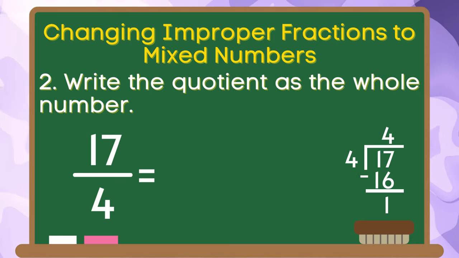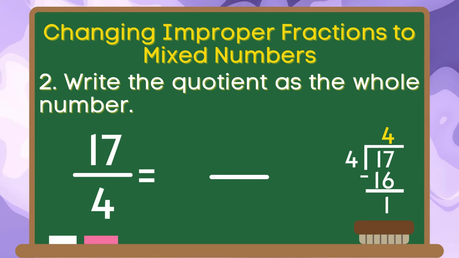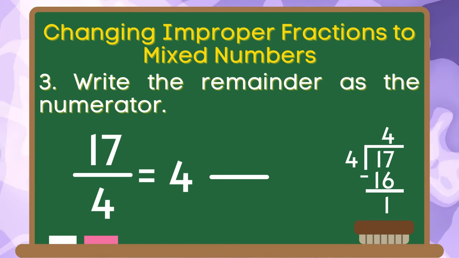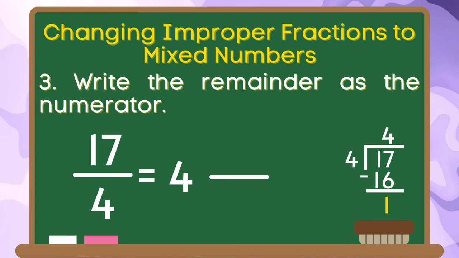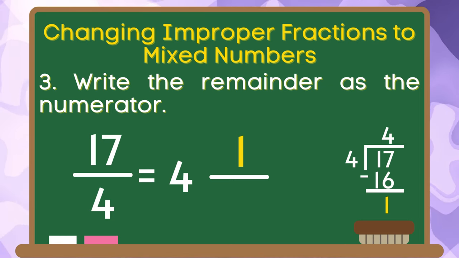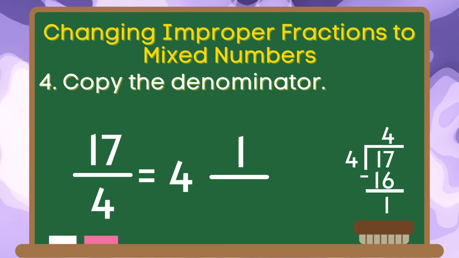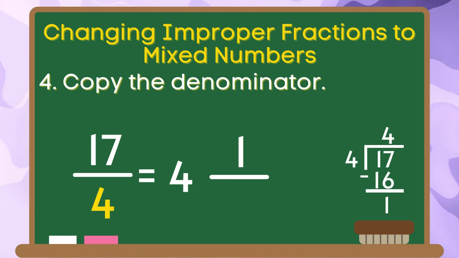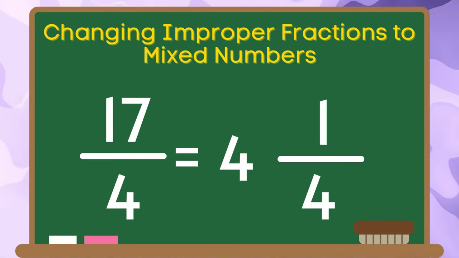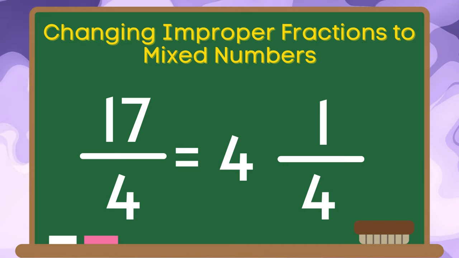For the second step, let us write the quotient as the whole number. The whole number quotient of 17 divided by 4 is 4. For step 3, write the remainder as the numerator. The remainder for the quotient of 17 and 4 is 1. 1 is our numerator. For the last step, let us copy the denominator. The denominator of 17 over 4 is 4. So let us copy 4 in our answer. Therefore, the mixed number form of 17 over 4 is 4 and 1 fourth.